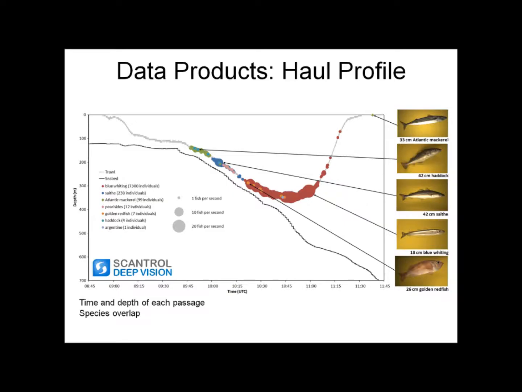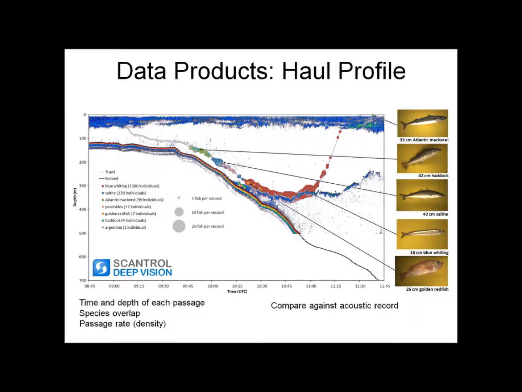We can look at species overlap. So you can see that the first species that we encountered were Atlantic mackerel with a few haddock mixed in. Then we went through a layer, it appears, of saithe, Atlantic pearlsides, and then this deeper layer of blue whiting with redfish mixed in. We can see the passage rates. Here I've scaled the markers to actually show the density of fish passing in numbers per second. And this is the part where I think it gets very interesting.